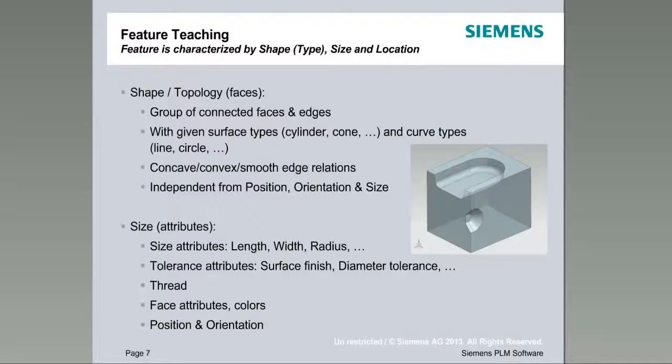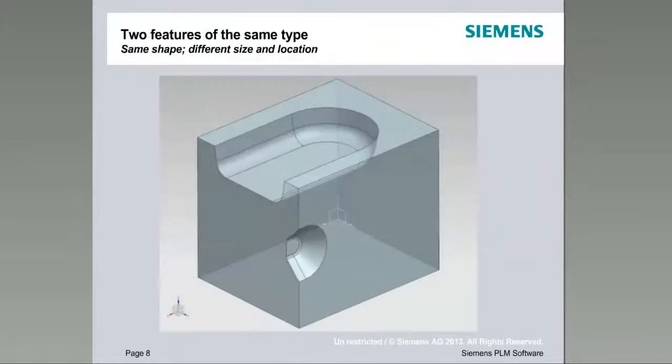Size attributes could be anything you want and need: a length, a width, a radius, a depth, stuff that you need for your tool selection, for your operation selection. It could include tolerance attributes like a surface finish or diameter tolerances. It could include thread or even face attributes and face colors. And finally, it will also include a position and orientation of your feature.